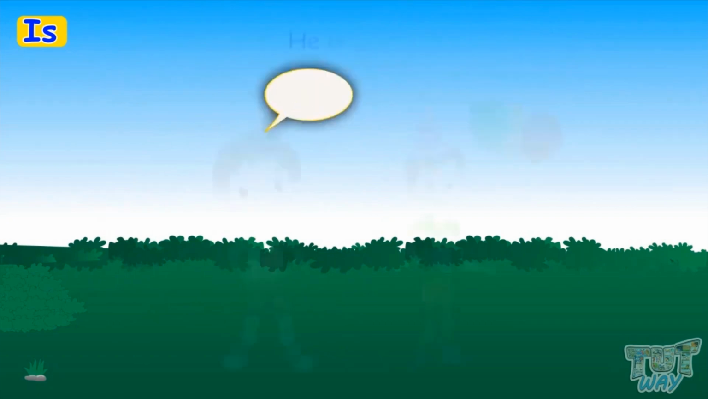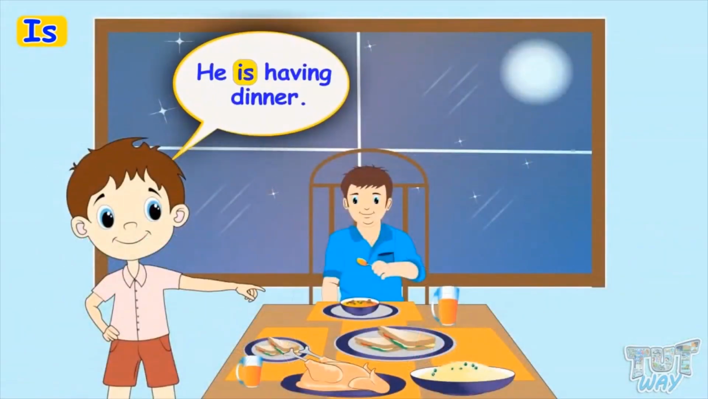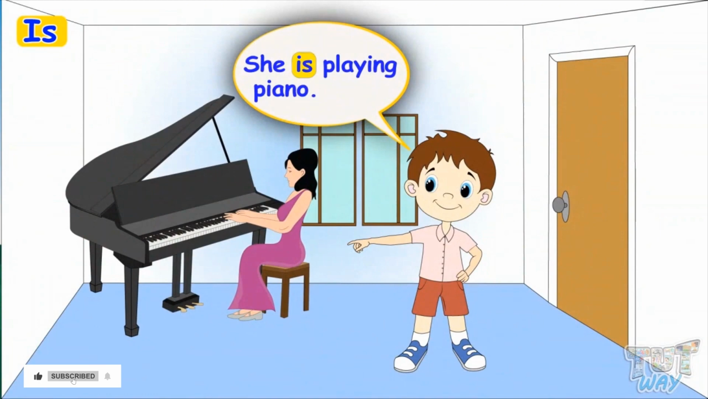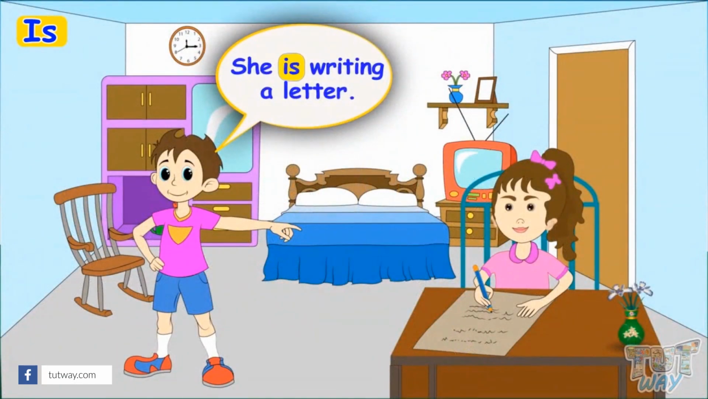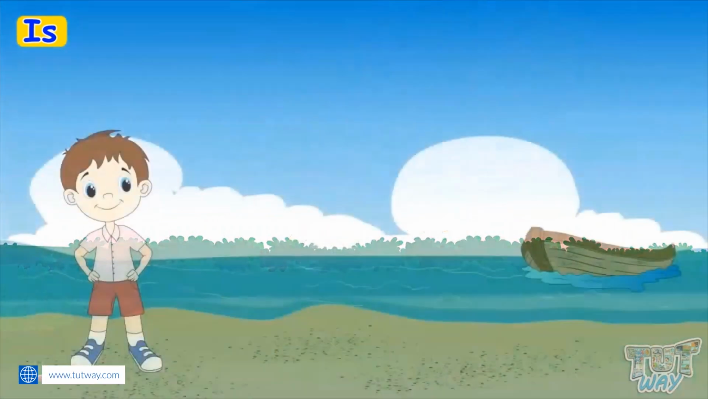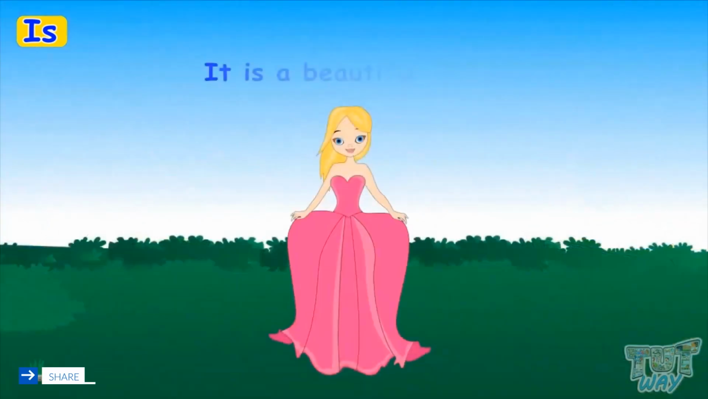He is going to a party. He is having dinner. She is playing piano. She is writing a letter. This is a ball. That is a boat. It is a beautiful dress.